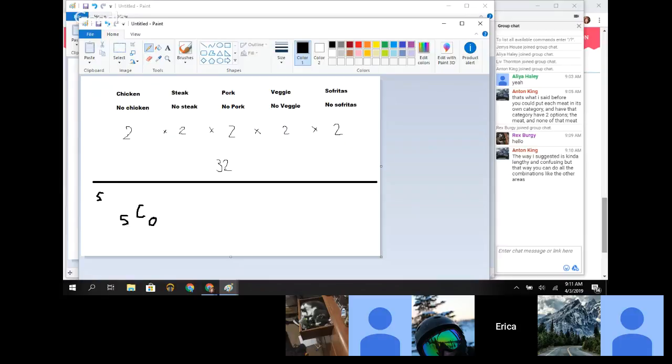In reality, I'm not going to pick any of these. I'm not going to pick chicken, steak, pork, veggie, or sofritas. Or out of the 5, I could choose one of them. Like I just want chicken on my burrito. Out of the 5, I could choose 2. So I want chicken and veggies. Out of the 5, I could choose 3.